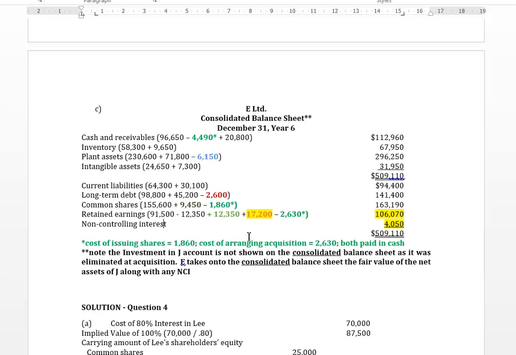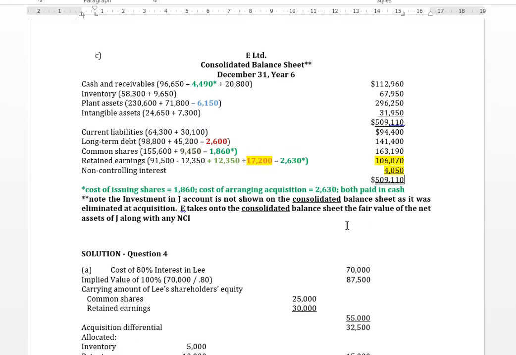Don't forget, we just finished calculating a new number for NCI. Under the entity theory, NCI takes its share, which in our case is 30% of the implied value of 100%, and that gives us $4,050. So these two numbers are different. This number here is a little bit higher, and this number is lower by the same amount. So we're still going to get a balance sheet that balances, and in this case it's going to balance to $509,110.